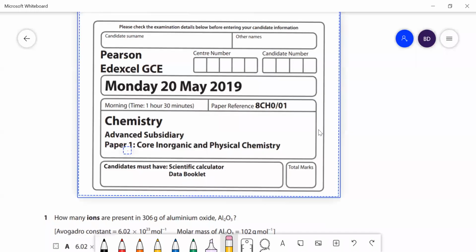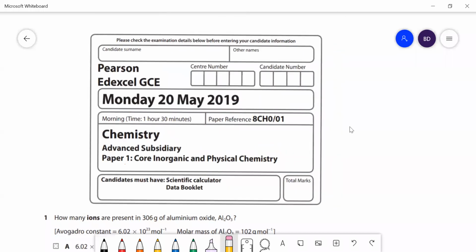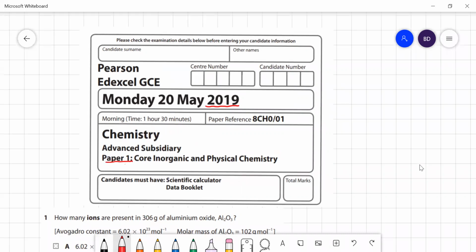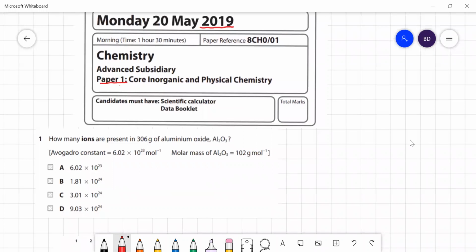Right, in this video, I'm going to go through the Edexcel AS paper. This is the 2019 paper, paper 1. I'll just do the first half and I will do the second half in a later video. Okay, so I'm starting off with the multiple choice.